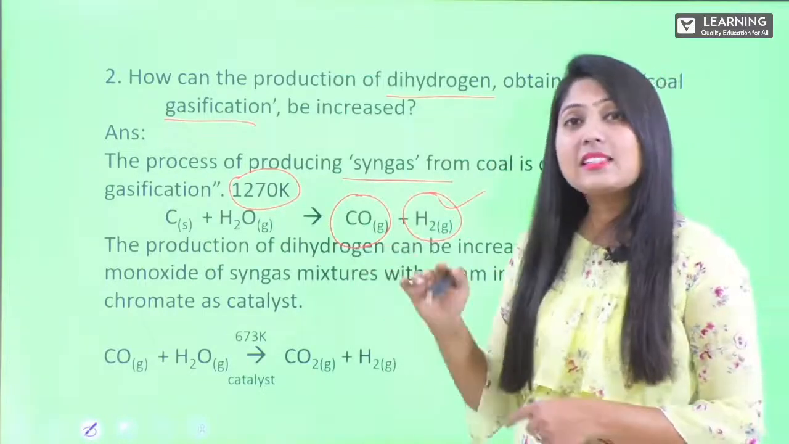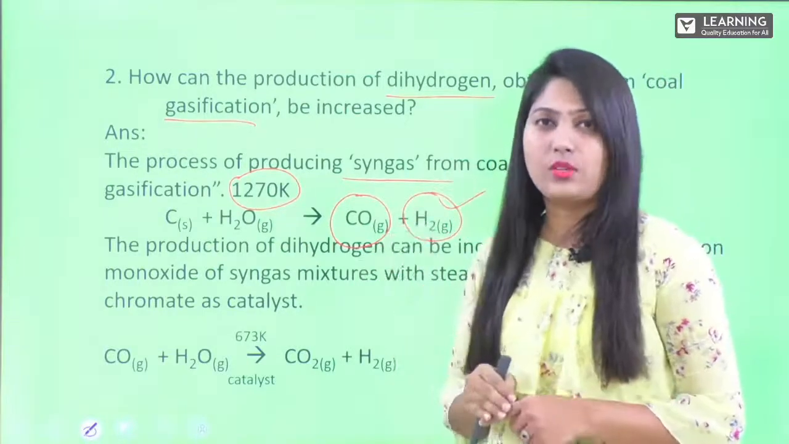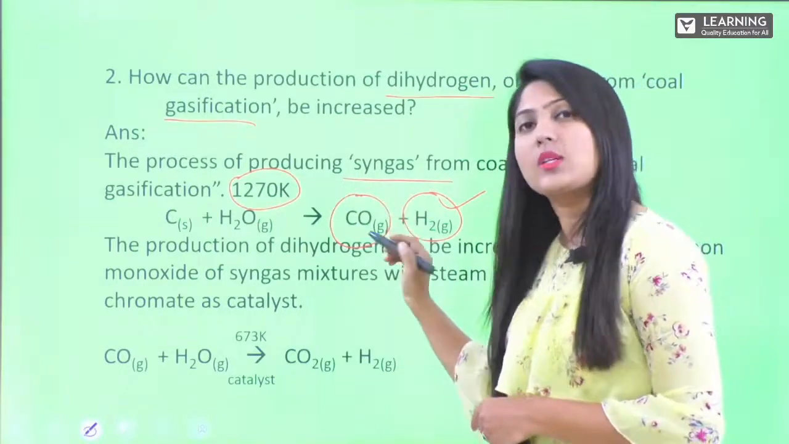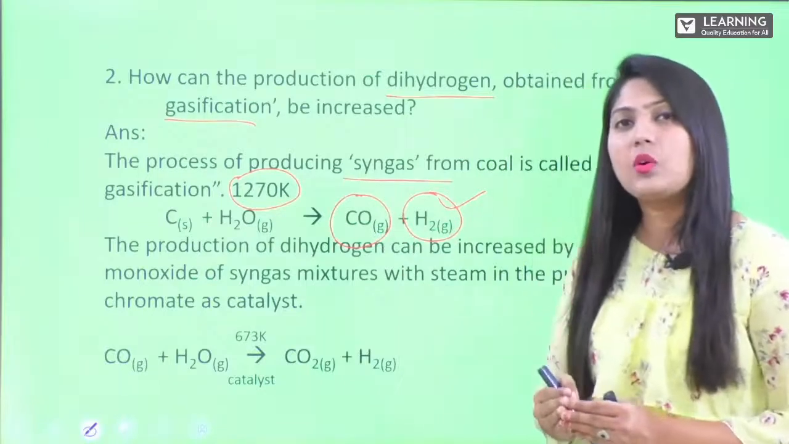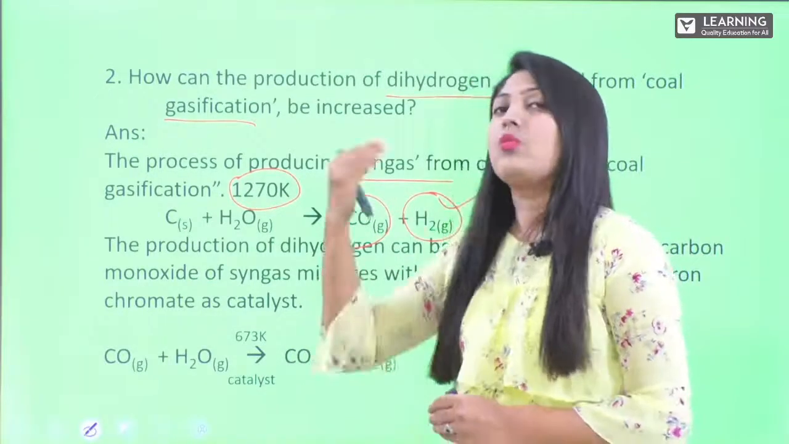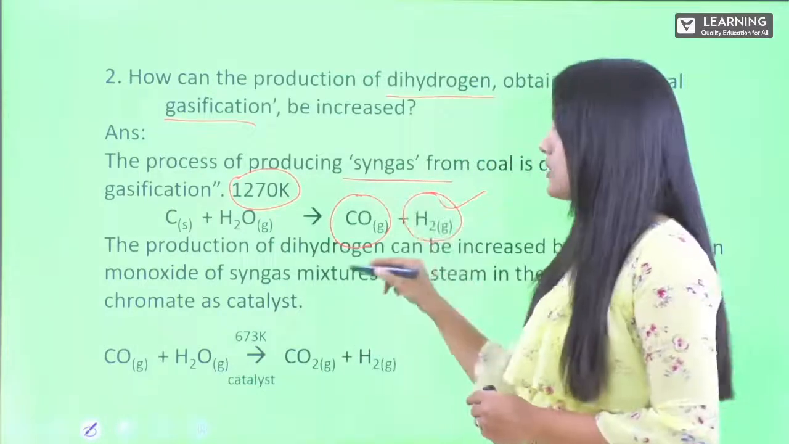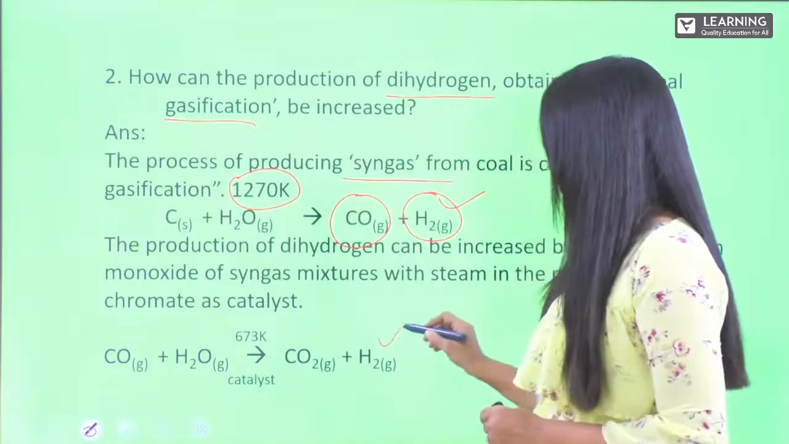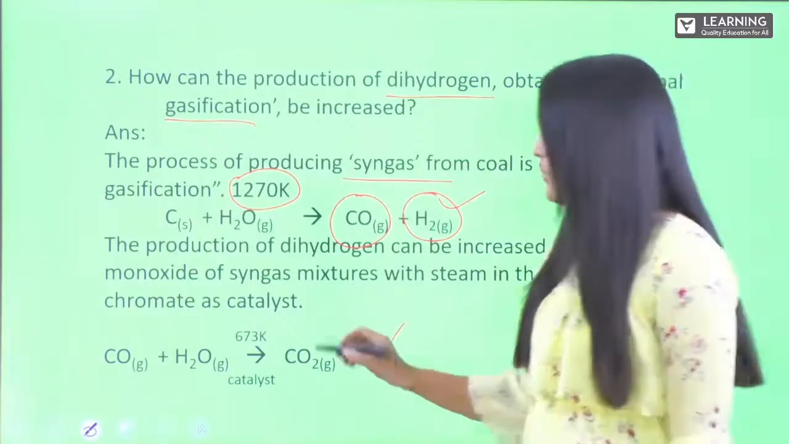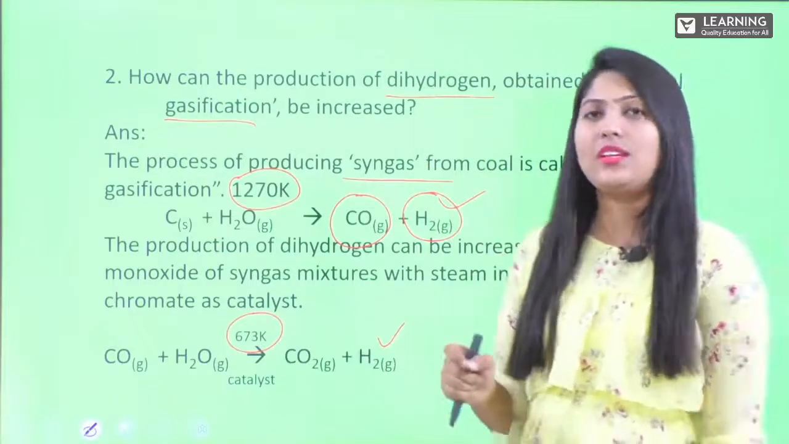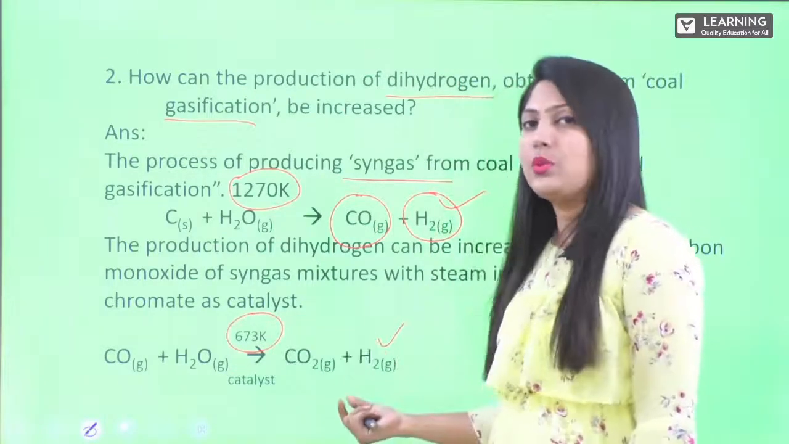How to increase this yield of hydrogen? For that, this byproduct which we got, carbon monoxide, we are taking that carbon monoxide in presence of iron chromate as the catalyst. We are reacting this carbon monoxide again with a water molecule to get hydrogen. Got it? In presence of 673 Kelvin. At 673 Kelvin, this can be produced.